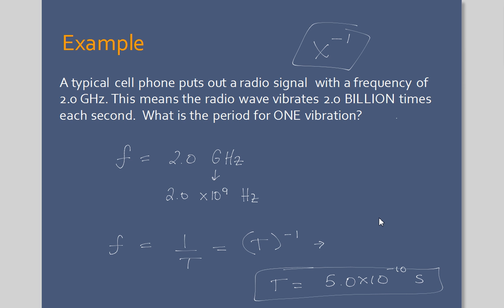So remember that period is in seconds. Period is how long it takes to complete one cycle, but the frequency is the reverse of that. It's how many cycles in 1 second.